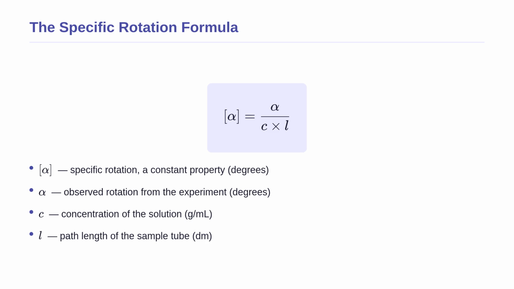The specific rotation, denoted by the symbol alpha in brackets, equals the observed rotation divided by the product of concentration and path length. The observed rotation, just alpha, is the actual angle the light twisted during your specific experiment, measured in degrees. The variable C is the concentration of your solution in grams per milliliter. Finally, L is the path length of the tube holding the sample, measured in decimeters. Remember, 1 decimeter is 10 centimeters.